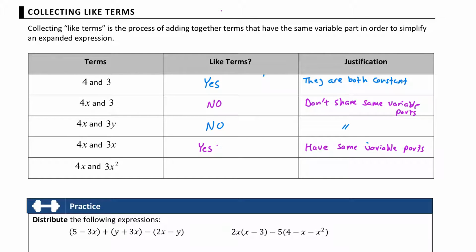Now the last situation, I have 4x and 3x squared. And even though it seems as though they have the same variables, which they do, they have x and x, but one is x and one is x squared. So in terms of variable parts, they don't have the exact same ones.